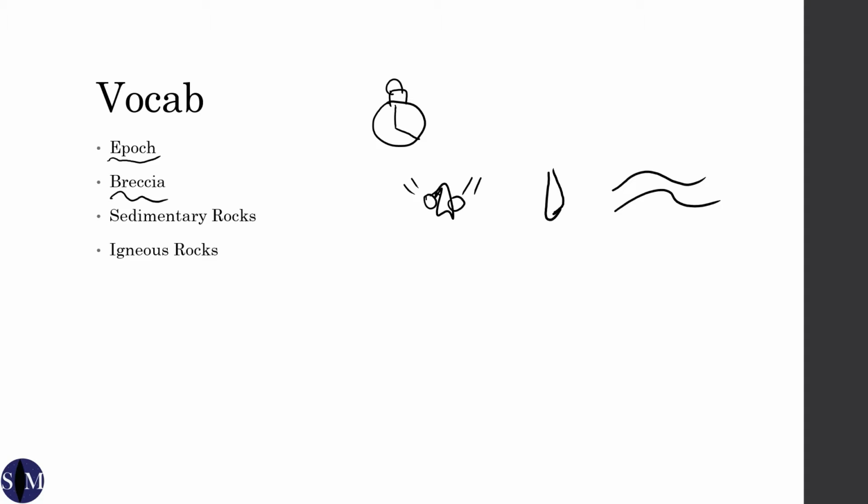So this is the vocab that will be relevant in today's video. To start with our vocab, we have epoch. An epoch is defined as a period of time that is defined by evidence in rock layers. Breccia is the fragments of different rocks being melted together through meteorite impacts. Sedimentary rocks are formed through the deposition and solidification of sediment, especially sediment transported through water, ice, and wind. Igneous rocks are rocks formed through cooling and solidification of magma or lava.